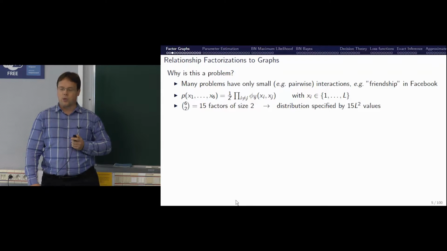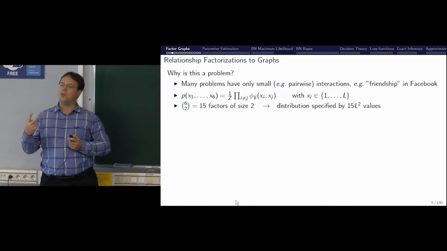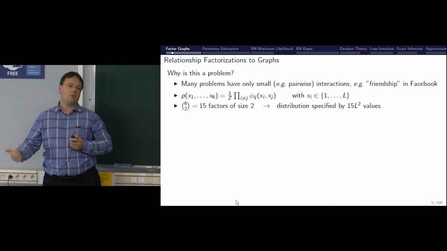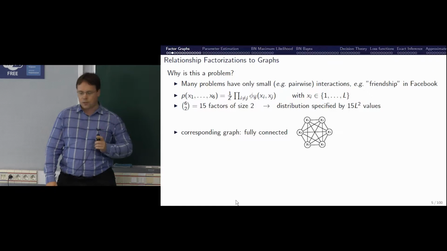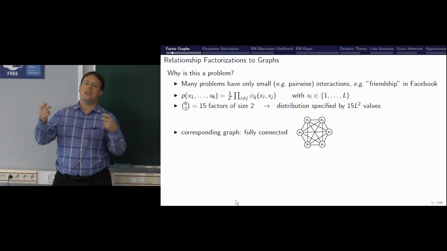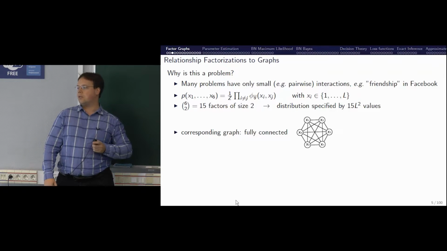So overall, you would have to fill in L squared values for each function, 15 times. That might be a lot if you're Facebook, but it's quadratic in the number of variables. That might be doable. The corresponding graph is this. And since every variable interacts with every other, it's a fully connected graph.